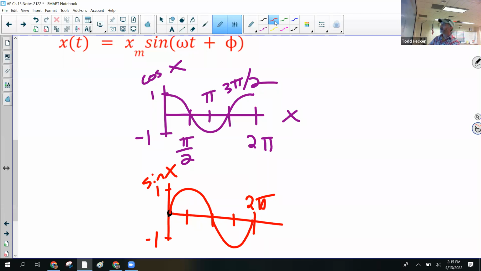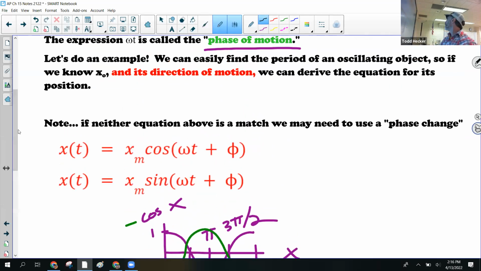So long story short, what you need to know for the purposes of this class is that the sine of 0 is 0. So if the graph starts at the origin, it's going to be a sine curve. If it starts at the maximum, it's going to be a cosine. If you have a graph that is one of them inverted, then you just stick a negative sign in front of it. And if it's not one of these four shapes, then that's when you have to use this phase change, but we don't need to worry about that this year.